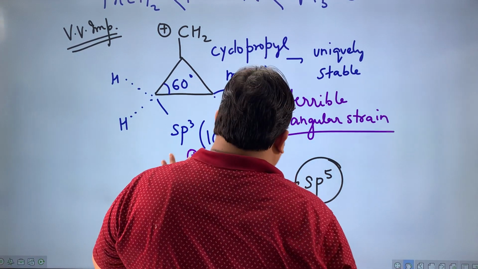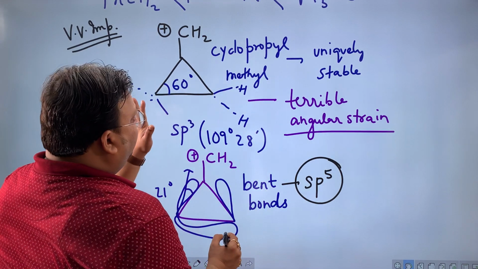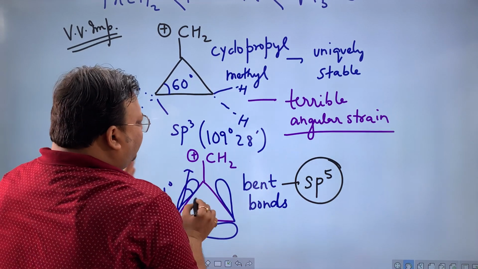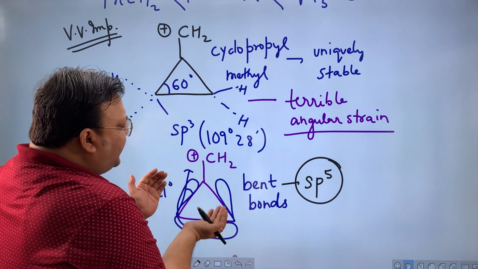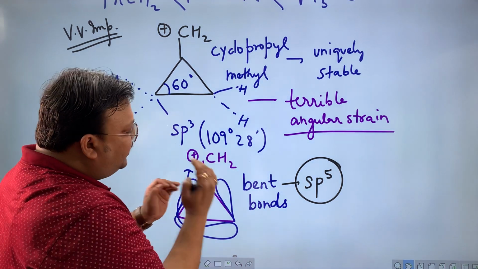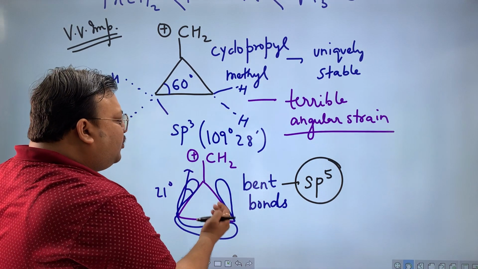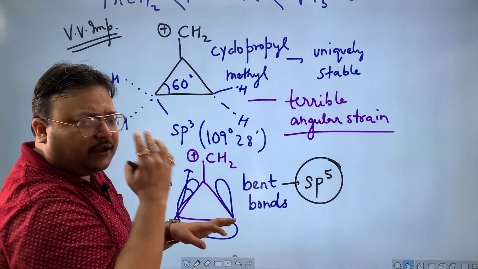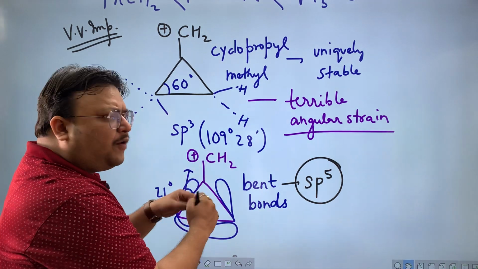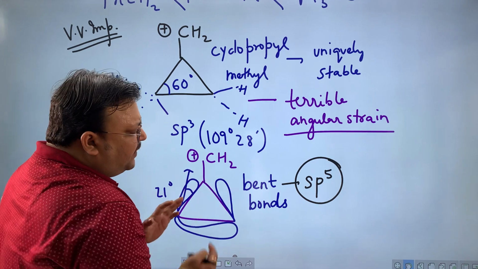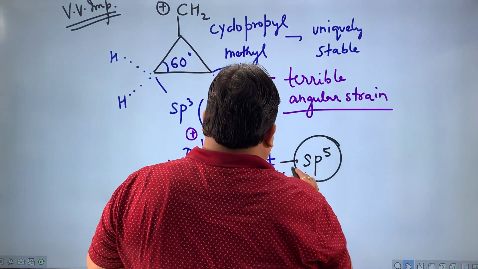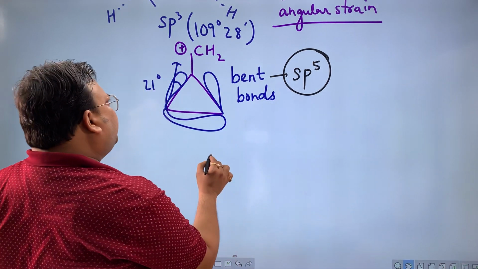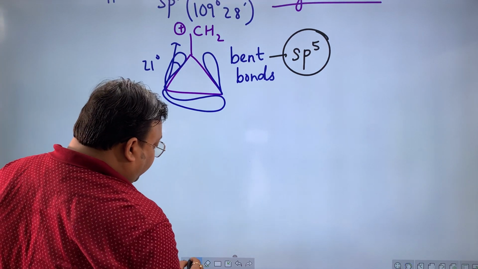And as I told you, this is going to be very, very stable. Cyclopropyl methyl, because of these bent bonds, because of a lot of angular strain, these bonds are bent and this positive charge gets engulfed inside. The bent bond envelope almost absorbs the positive charge. It becomes very stable, and the story does not end here.